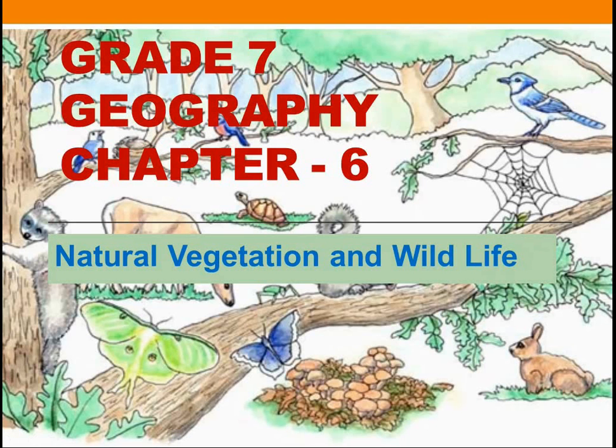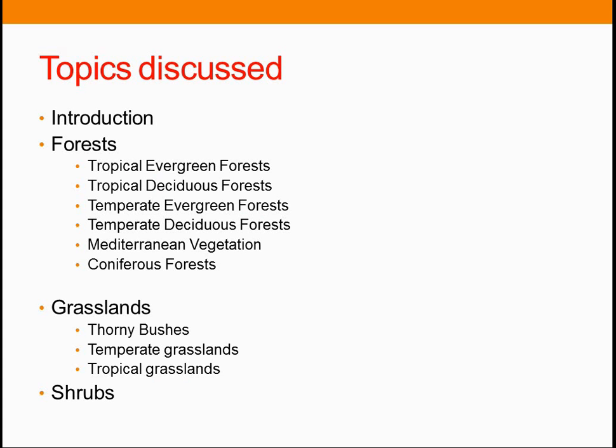In this video, we are going to learn Geography of Grade 7. I hope you are clear with chapters 1 to 5, and now we are going to learn chapter 6. It's all about natural vegetation and wildlife. Before we start the lesson, let's see what topics we are going to discuss in this video.